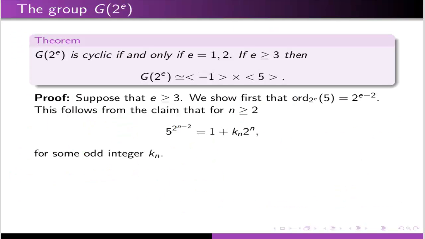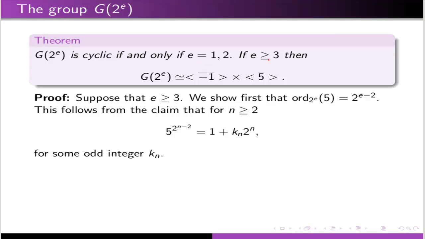Okay, now let's turn to the group of units mod 2 to the E. So 2 is always a very special prime in number theory that is demanding its own special attention. So in some sense it's the oddest prime. Okay, and the claim here is that the group of units mod 2 to the E is cyclic only if E is 1 or 2.